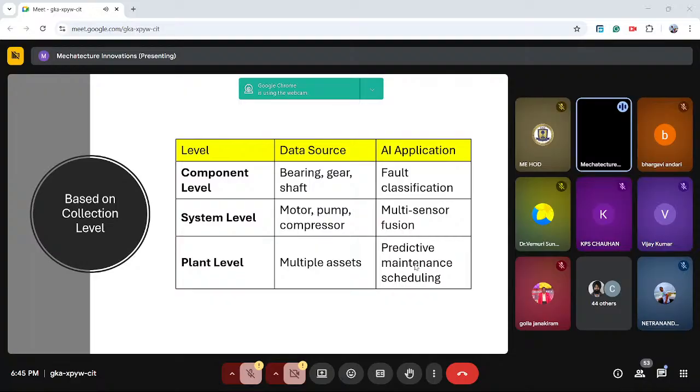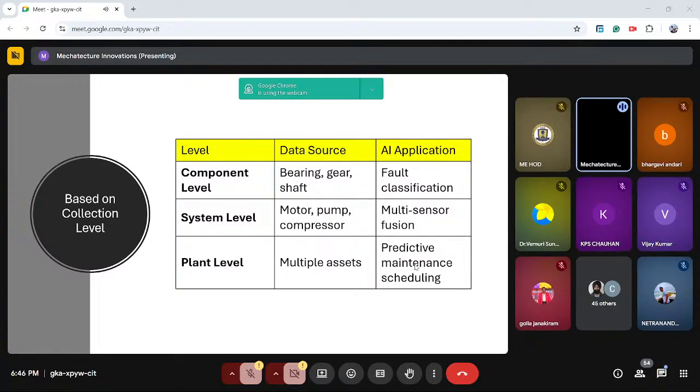The component level means it will give detailed information about the component. For example, bearing, gear, and shaft, many other things. System level means instead of keeping the sensor on the bearings and the gears, I'm going to keep it on the pump and motor, on the overall component. Okay, plant level means I'm going to keep it on different locations in the plant so that I get an overall idea of the health of the entire plant.